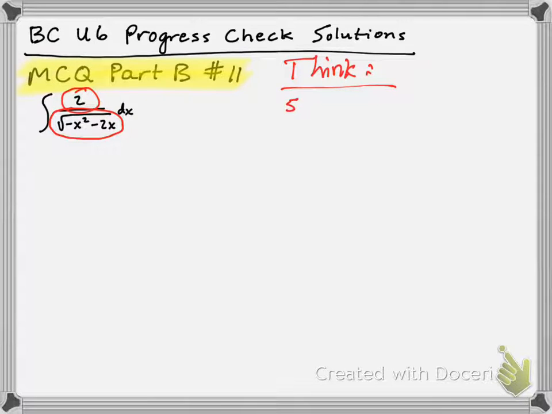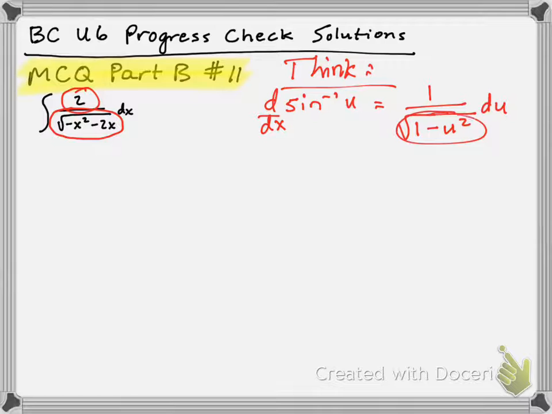the derivative of the inverse sine of u with respect to x is equal to 1 over the square root of 1 minus u squared, du. And so if we could get this denominator to look like that, 1 minus something squared, then we're in business.